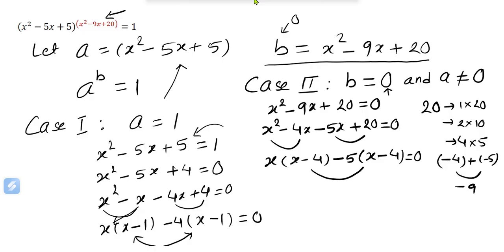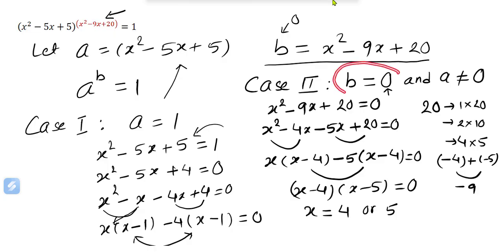Again, x minus 4 is a common factor. Now x minus 5 is the remainder, equal to 0. That simply means, same as here, we can get the value of x is either 4 or 5. Now we have two conditions in this case. The first condition, we assume b is 0, and the second condition is a is not equal to 0. Now let's put the value of x 4 and value of x 5.